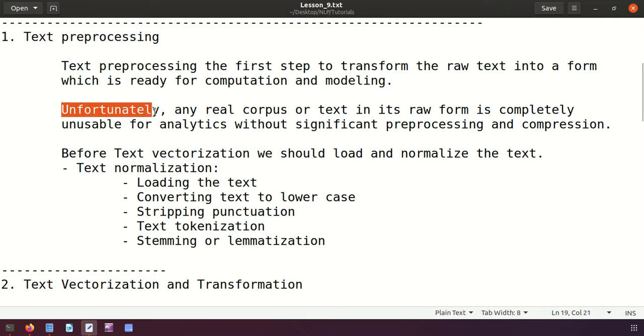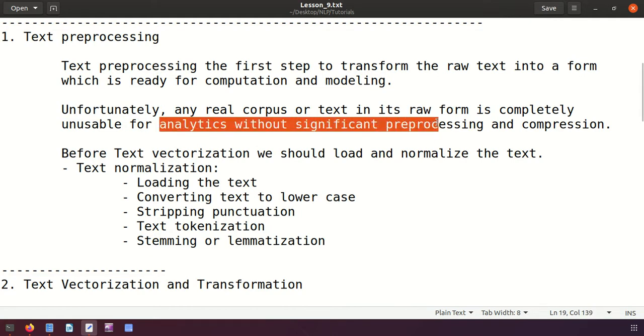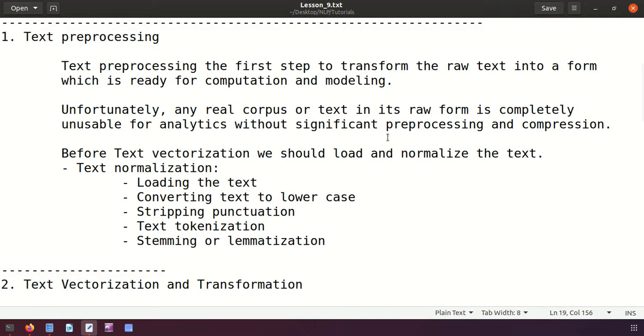So here you see, unfortunately, any text or corpus we are reading, called raw text, is completely unusable for analytics without significant preprocessing or compression. So the raw text we are reading from the web or from the disk is not ready for analysis. It is not ready for computation. The model does not work on that because the model needs quantitative values, not qualitative values. It should be converted to a form which will be ready for computations and also modeling, right? So this is called text preprocessing.